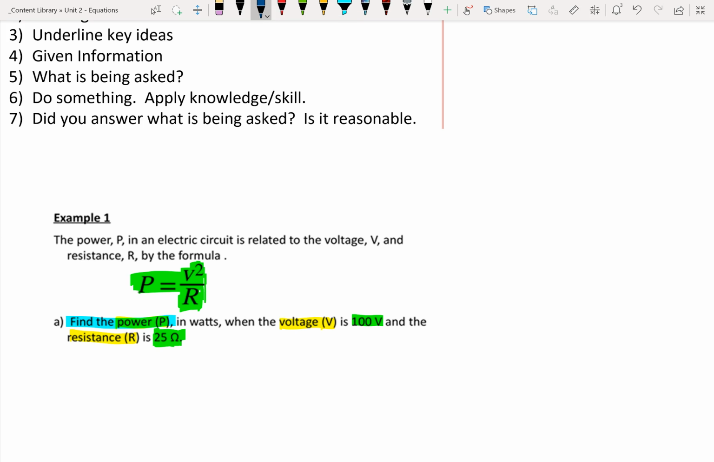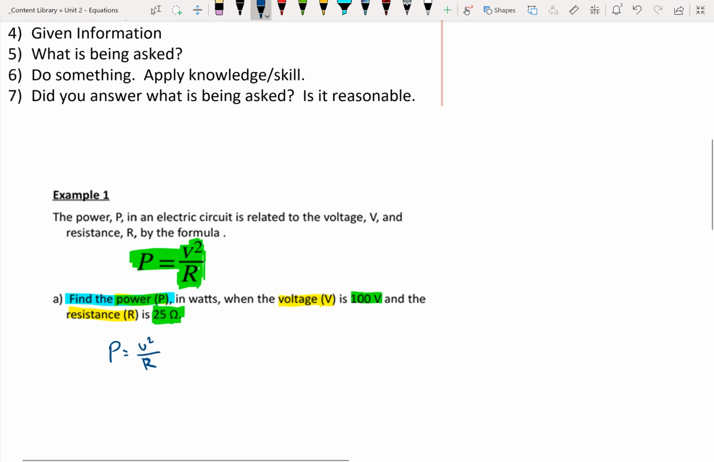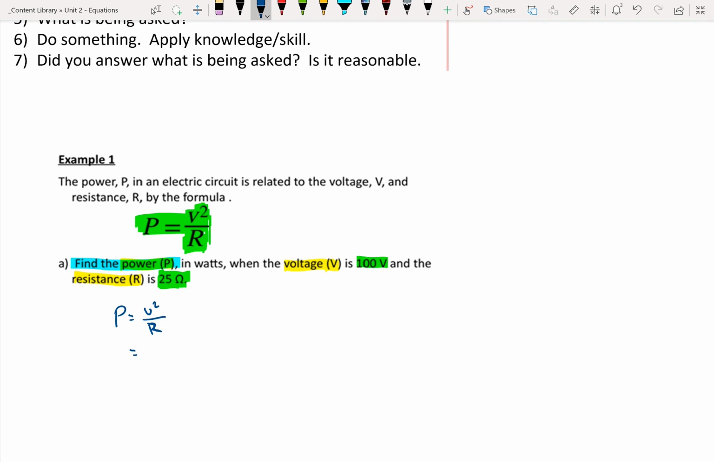Now we need to do something. Well, let's start off with our equation. So P equals V squared divided by R. Now I know that I'm given the volts and the resistance, so I can plug those values in. So V would be 100, so it would be 100 squared divided by 25. So P equals 10,000 divided by 25. P equals 400 watts. So therefore, the power is 400 watts.